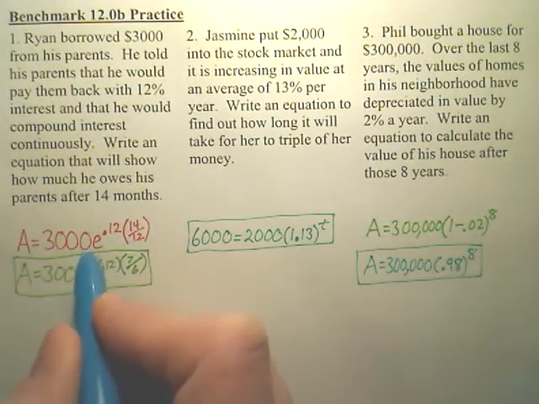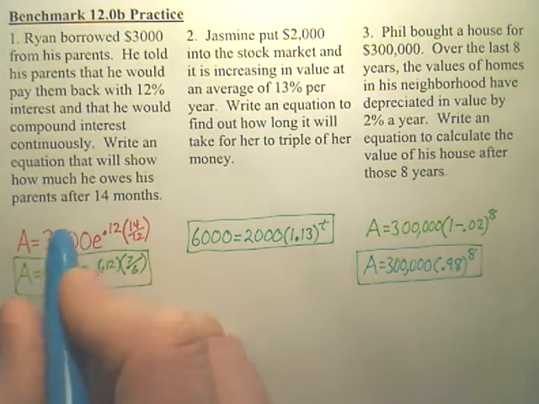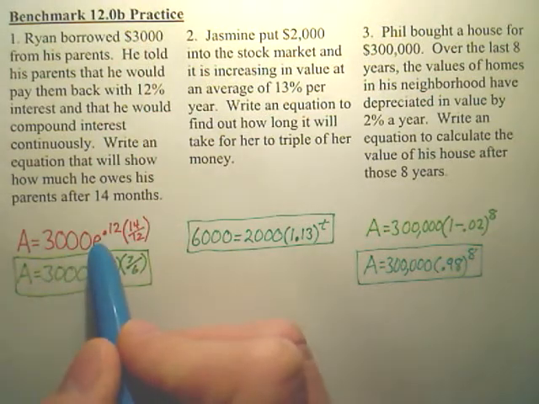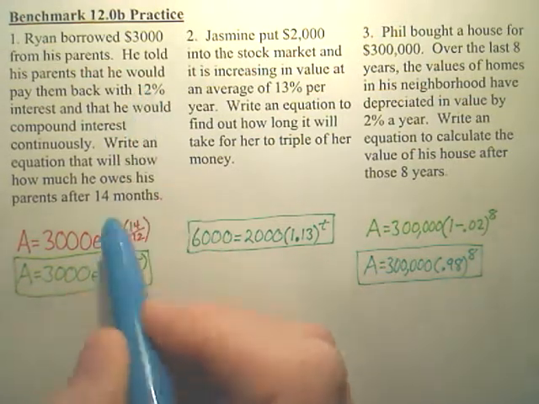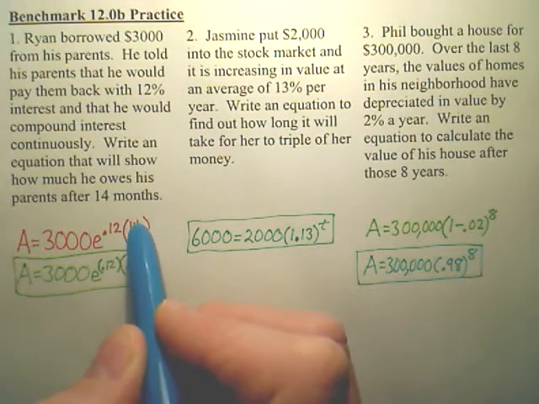Now, compounding continuously is the formula PERT. A equals P, which is your principal, and in this situation his principal is 3,000. E is a number you're going to learn more about. And then you have RT. Now your rate is 12%, so it's 0.12. That's a power, so it's raised, times your time.